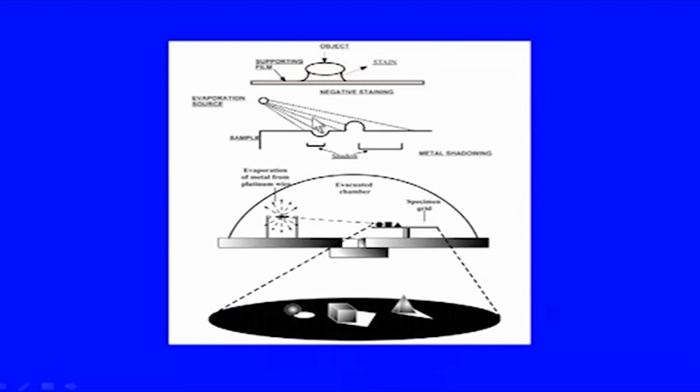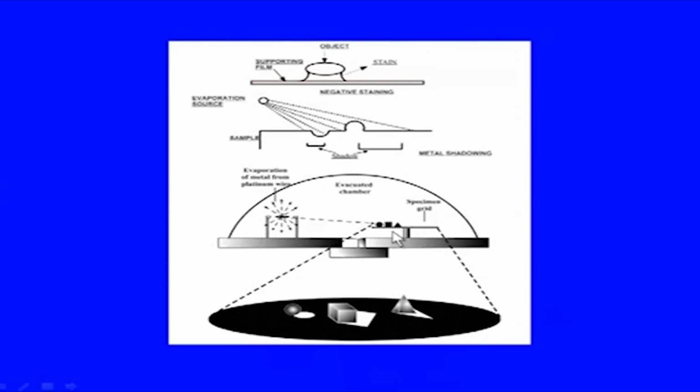So, when you are depositing this metal at an angle, only the exposed parts, or the parts which are facing the metal, will be coated, and the rest of the parts you can see are not coated. So, these will be seen bright on the screen, and these will be seen dark on the screen.